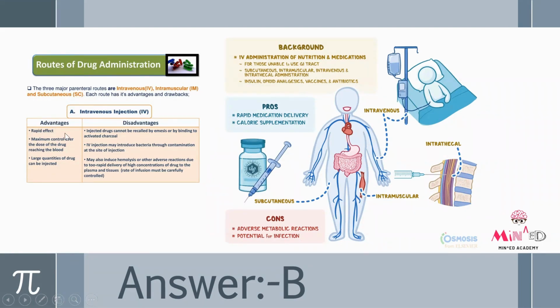As you can see, it has advantages: rapid effect, maximum control over the dose of the drug reaching the blood, and large quantities of drug can be injected. But the disadvantage is this: injected drugs cannot be recalled by emesis or by binding to activated charcoal. IV injection may introduce bacteria through contamination at the site of injection, and may also cause hemolysis or other adverse reactions due to too rapid delivery of a high concentration of drug to the plasma and tissue. Now we'll see a bit in detail.